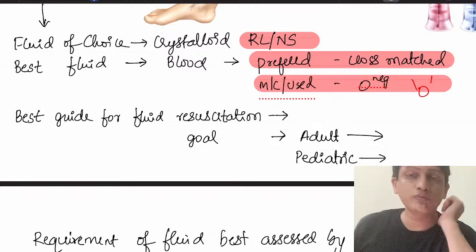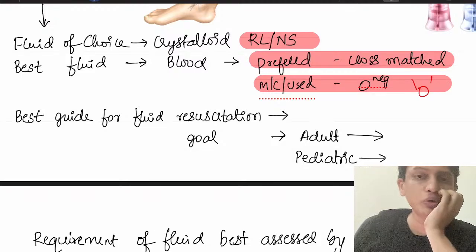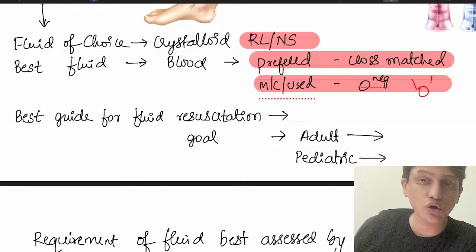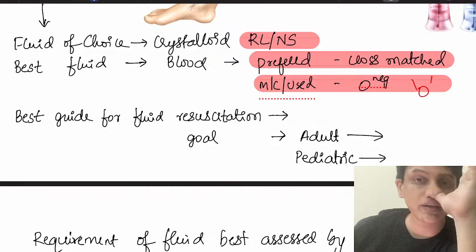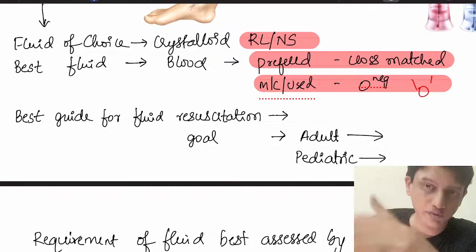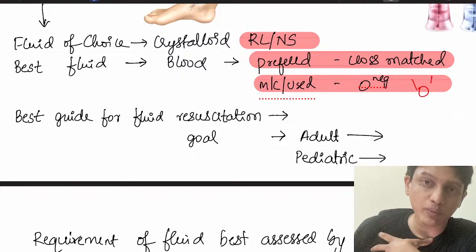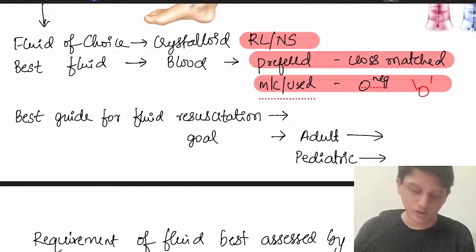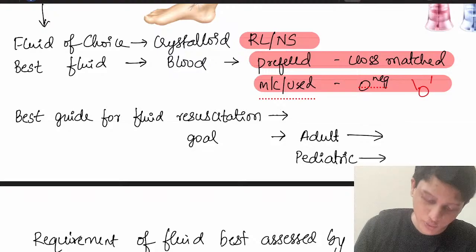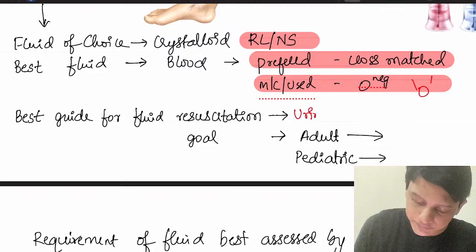How much fluid to give? How do you know how much is lost? You can't calculate it, right? Is the blood on the road 2 liters or 2.5 liters? How do you know how much fluid you have to give? That is measured on the basis of one criterion: urine output.